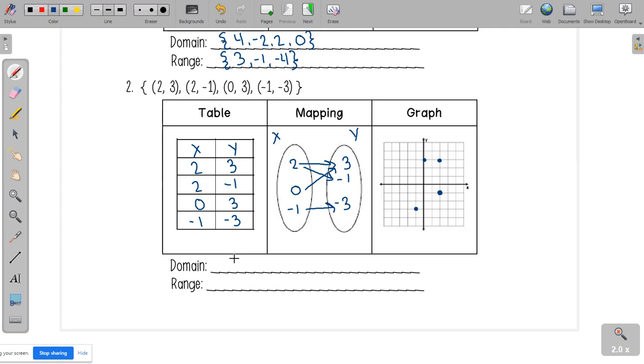The last thing we do is our domain. That's all of our x's. So 2, 0, -1. And range is all of our y's. So we have 3, -1, -3. Again, do not list the multiple domains or ranges. We only list it once.